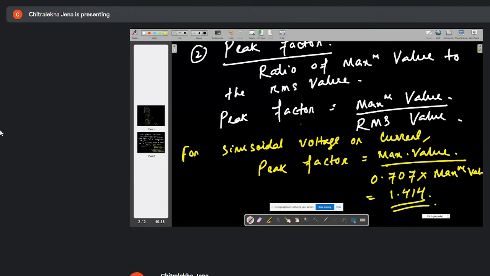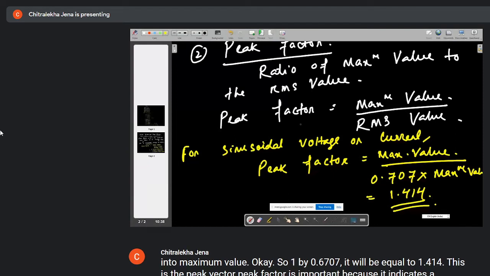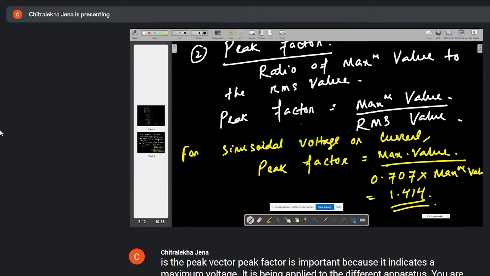Peak factor is important because it indicates the maximum voltage being applied to the different apparatus you are applying. So from the peak factor, you can know what is the maximum voltage you are applying.